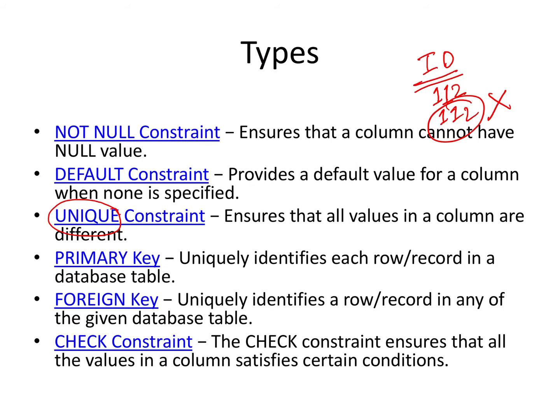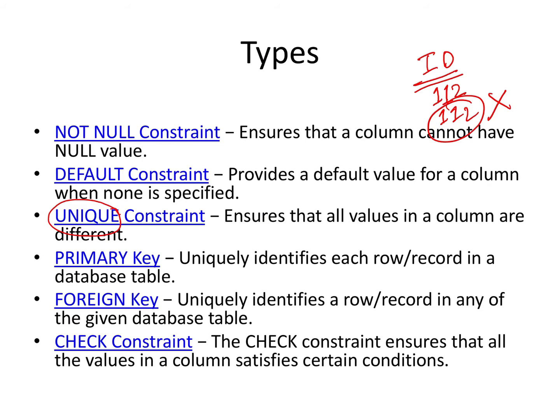Then there is primary key. I can assign any particular column as a primary key. I have already introduced this term to you: a primary key is a column which will help me uniquely identify any row or record in the database table.